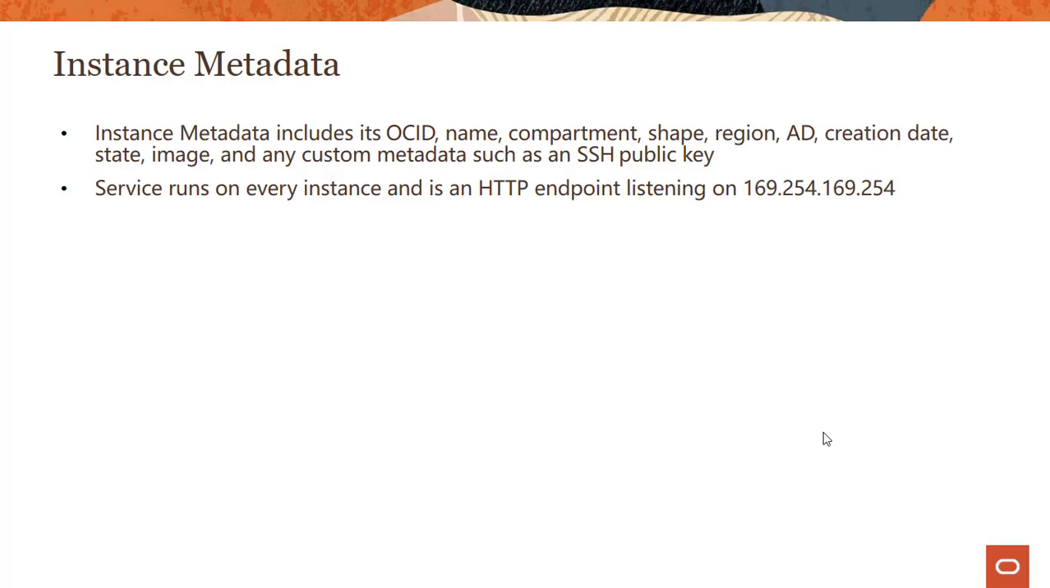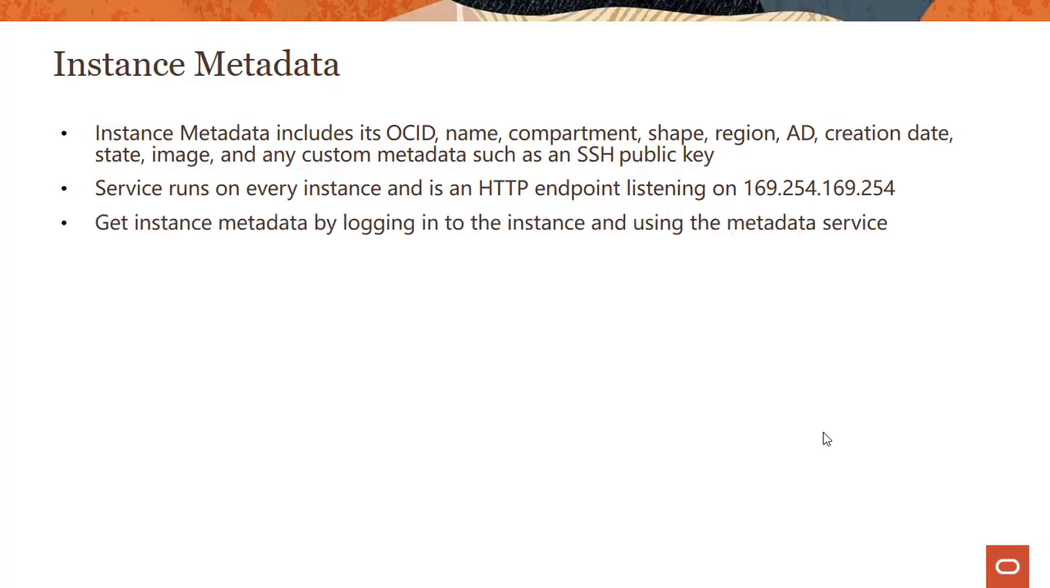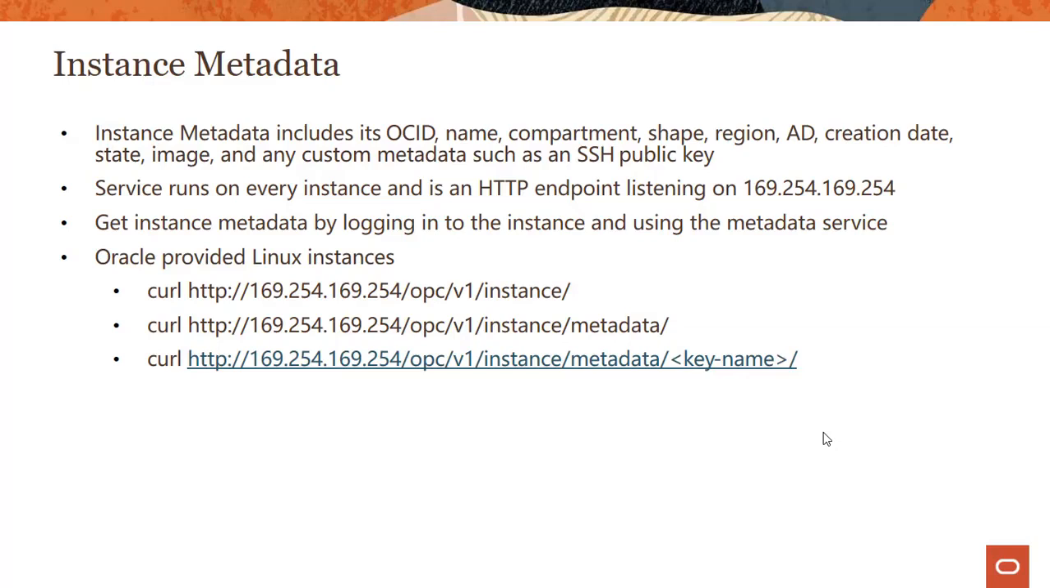Now, instance metadata runs on every instance and is an HTTP endpoint listening at this particular IP address 169.254.169.254. Really simple to remember. You can get instance metadata by logging into the instance and using the metadata service. That's a very simple way to use. And there are some commands I've listed here, right? Pretty straightforward commands where you can get all the metadata, or you could get specific metadata values. Now you can also add and update custom metadata for an instance using the SDK or the CLI.